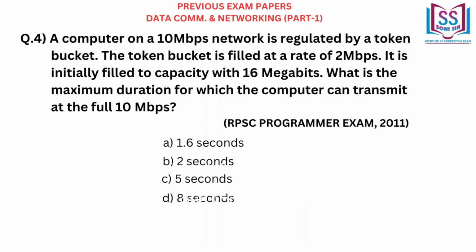A computer on a 10 Mbps network is regulated by a token bucket. The token bucket is filled at a rate of 2 Mbps. It is initially filled to capacity with 16 megabits. What is the maximum duration over which the computer can transmit at the full 10 Mbps?